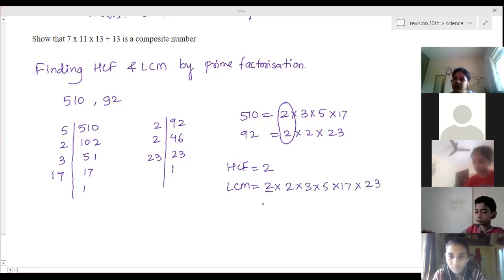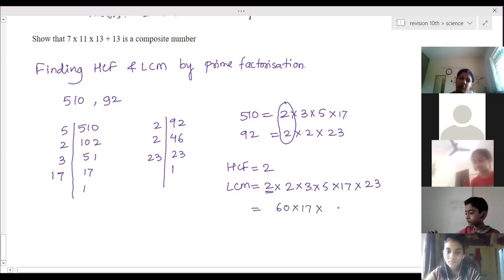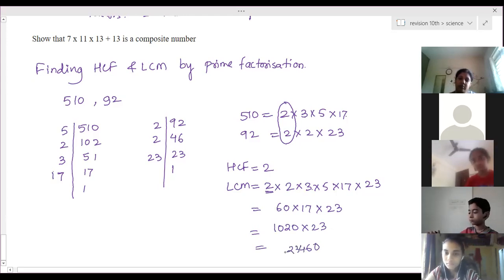So this common 2 we have written only once. We do not write it 2 times. 2 twos are 4, 4 threes are 12, 12 fives are 60, into 17 into 23. That is 1020 into 23, which gives 23,460. 23,460 is the LCM.